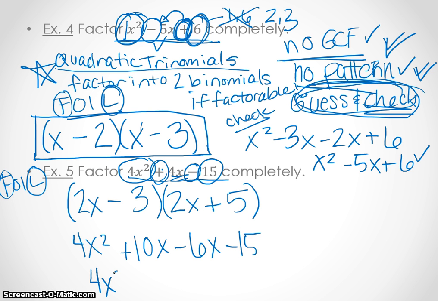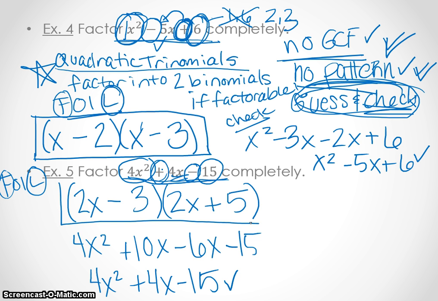So let's combine 4x squared and 10x minus 6x. We have plus 4x minus 15. Yay! So it checks because now we have exactly what's up here. Therefore, this is our official answer here. And we know it works because we checked it, and we're good.